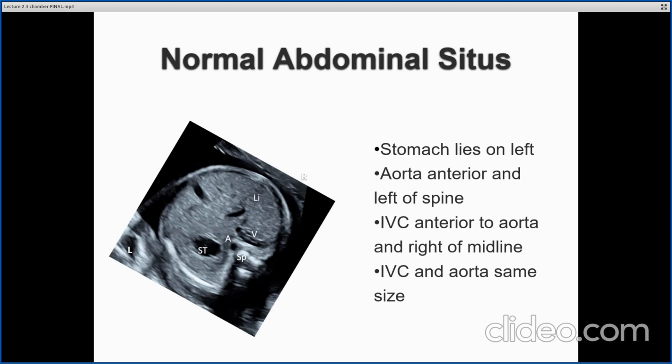The left and the right are marked here. The stomach, which is designated as ST in this picture, is on the left side. The liver is on the right side. The aorta, which is shown by the red circle, is to the left of the spine. The inferior vena cava, which is now shown by the blue circle, is to the right of the spine. It is important to understand the relationship between the aorta and the inferior vena cava. The inferior vena cava is anterior to the aorta, and it is to the right of the spine.